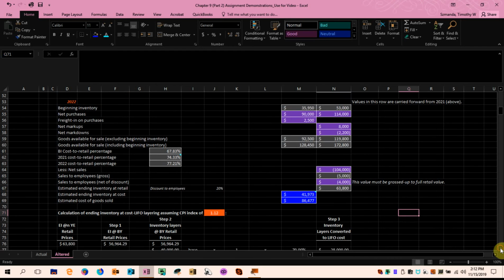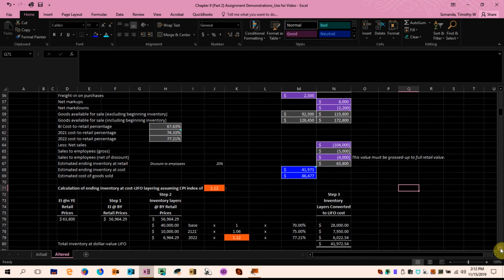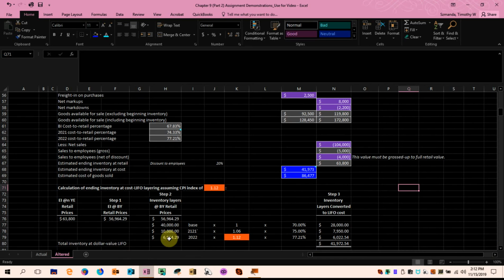Otherwise, all the valuations are the same. The process is very similar, except now we have one more layer. So we're going to deflate the end-of-year retail prices of our inventory. We're going to deflate that to the base year retail prices.